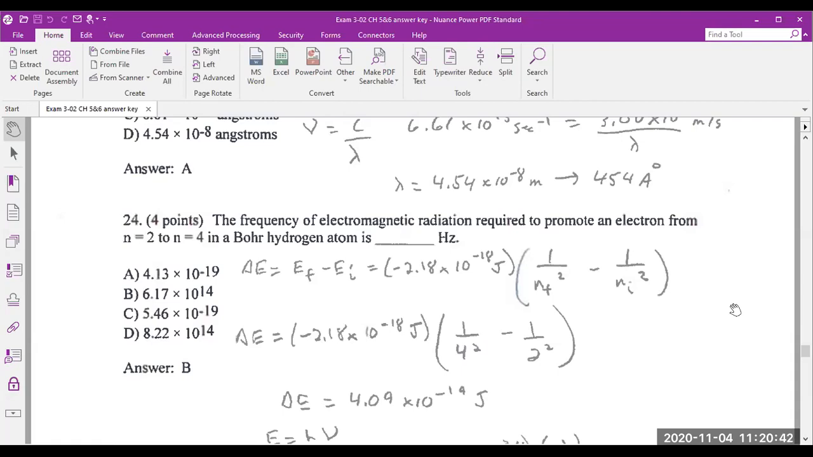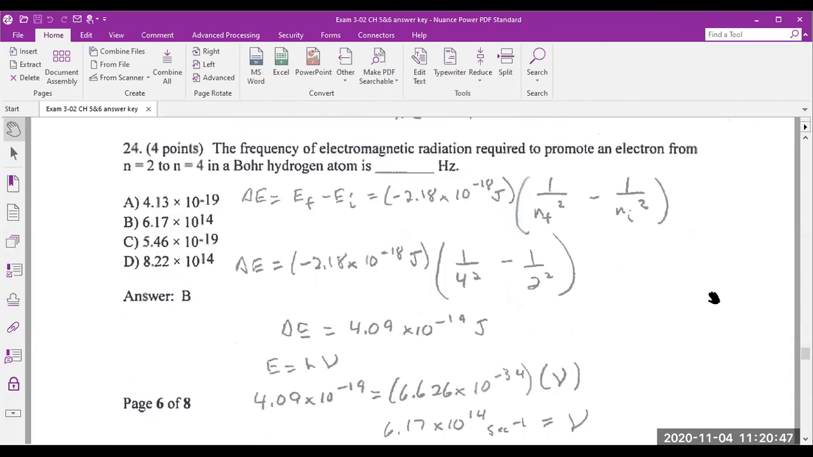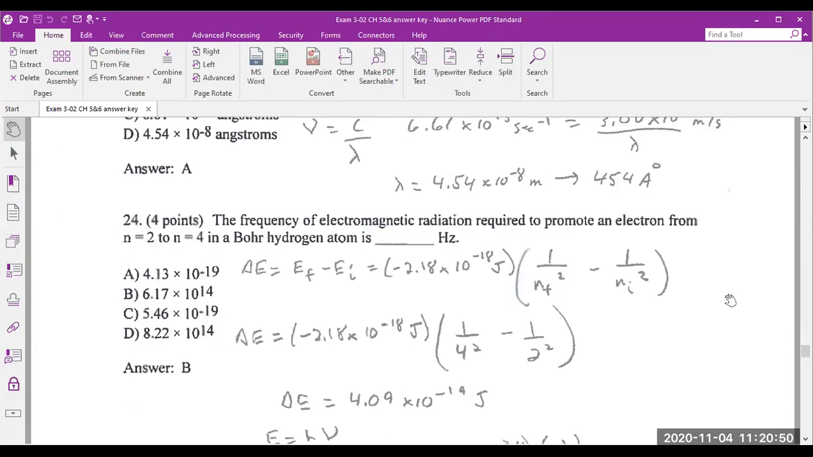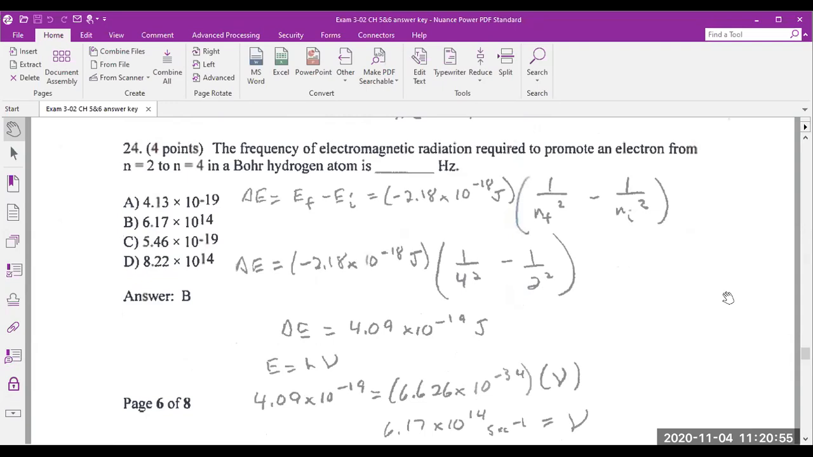But we're not quite done yet, because we wanted the answer in hertz, a frequency value. And so then we go back and we use that energy equals h times the frequency. We just solve for the frequency, so we have the 4.09 times 10 to the minus 19 equal to 6.626 times 10 to the minus 34th times the frequency. If we solve for frequency, we get 6.17 times 10 to the 14th.